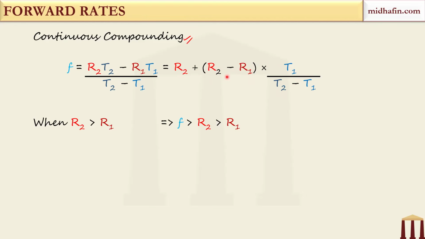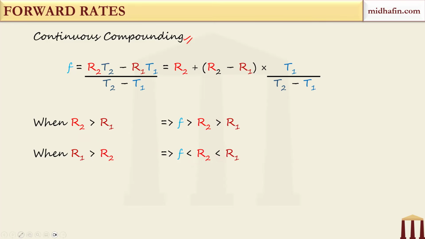R2 plus something positive. Greater than R2 or less than R2? Greater than R2. So can we say that when R2 is greater than R1, forward rate will be even greater than R2? And of course, it is greater than R1. Okay? Is it clear, this relationship? But what about the opposite case? When R2 is less than R1, this term will become negative, and R2 plus something negative will be less than R2. So when R1 is greater than R2, then F will be less than R2, less than R1. Whereas if R2 is greater than R1, then F will be greater than R2, greater than R1.